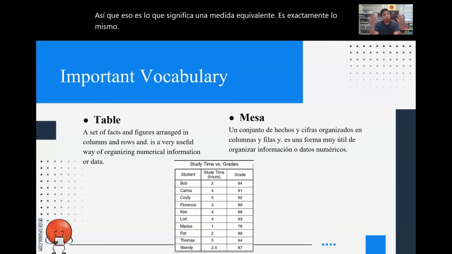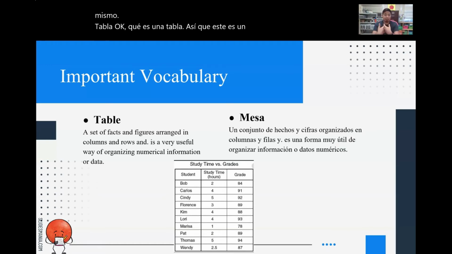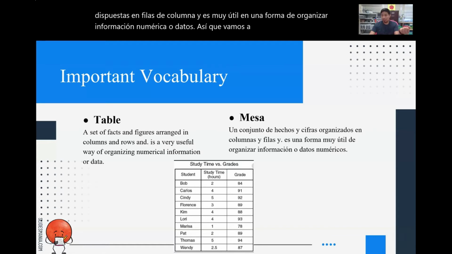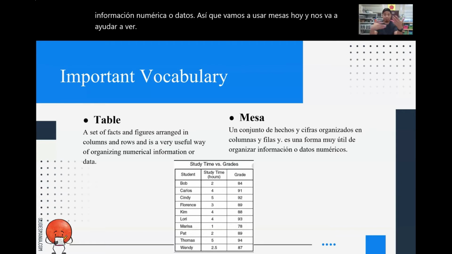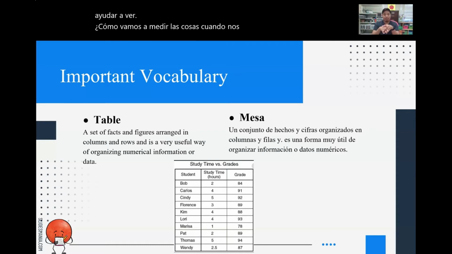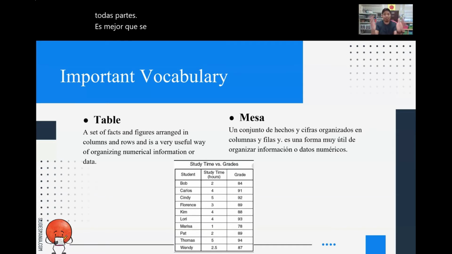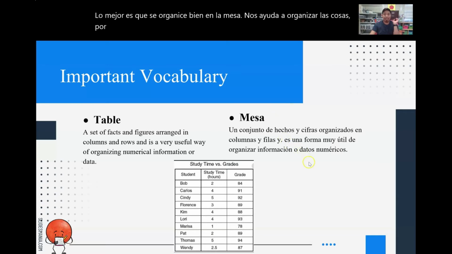Table, okay? You know what a table is. So this is a set of facts and figures arranged in a column of rows, and it is very useful in a way of organizing numeric information or data. So we're going to use tables today, and it's going to help us to see how we're going to be measuring things, and when we're converting, it's going to help us to stay organized, right? Instead of just having numbers splattered everywhere, it's best to have it organized, okay? And the table helps us to organize things. That's why it's very important to stay neat and organized.